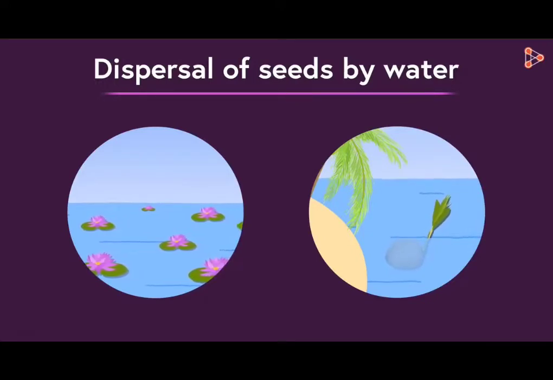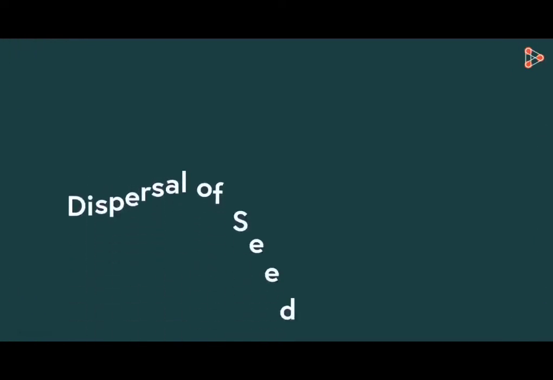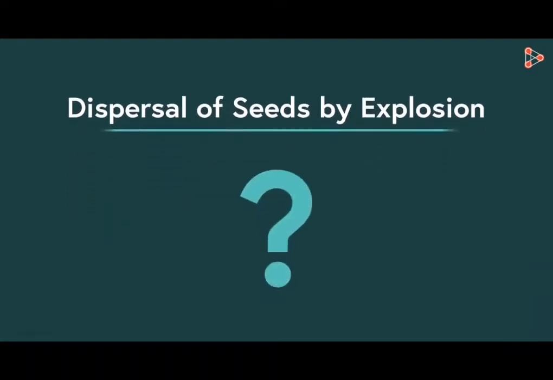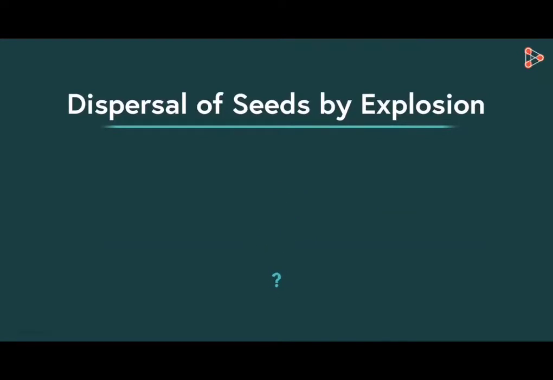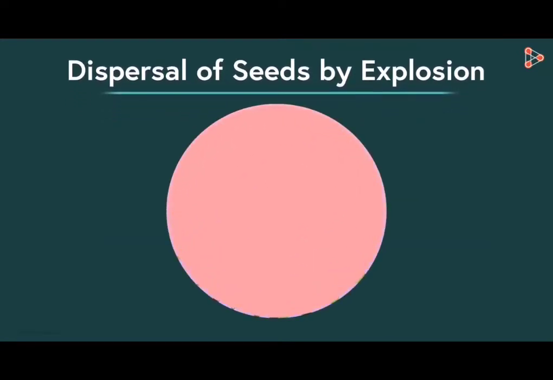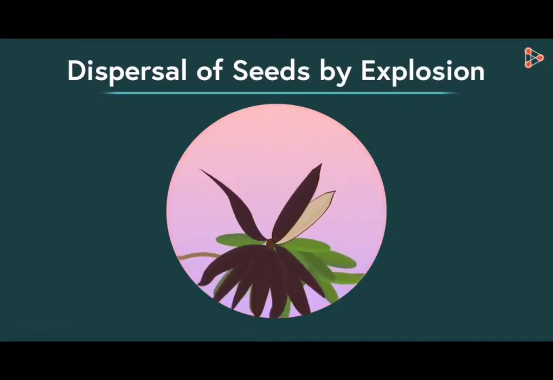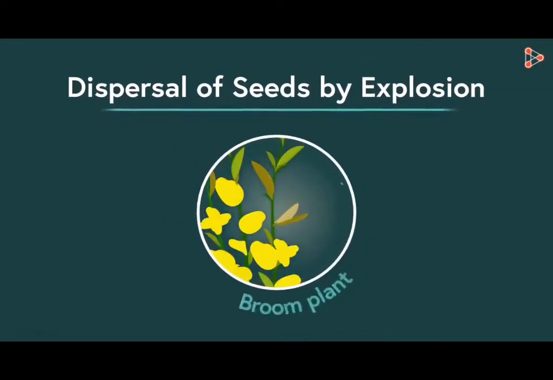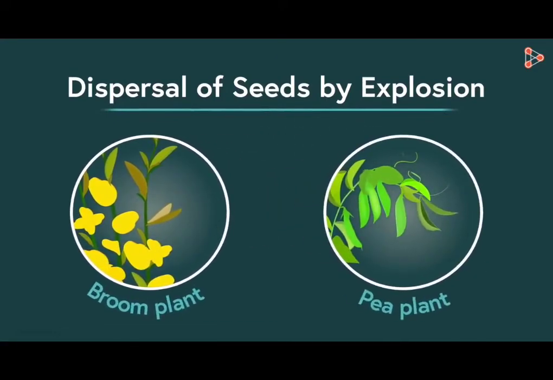What is the next type of dispersal? Let me name it for you. It's called the dispersal by explosion. Did I just say explosion? You heard me right. Then what exactly explodes in a plant? In some cases, fruits or pods containing seeds burst on their own. The pods dry and split open suddenly with considerable force, which throws the seed at a distance. What are the examples of such type? We have plants like broom and peas which belong to this category.